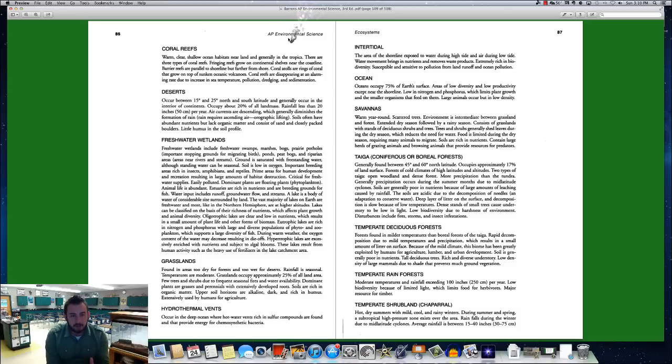A lake, so looking at freshwater areas, water inputs include runoff, groundwater, and streams. A lake is a body of water of considerable size surrounded by land. The vast majority of lakes on Earth are freshwater, and most in the northern hemisphere at higher altitudes. Lakes can be classified on a basis of richness in nutrients, and then also effects on plant growth and animal diversity.